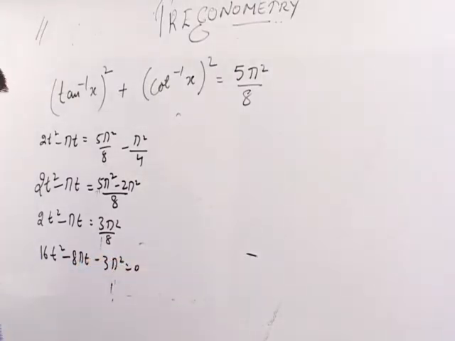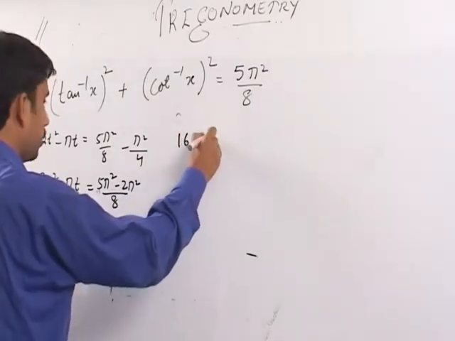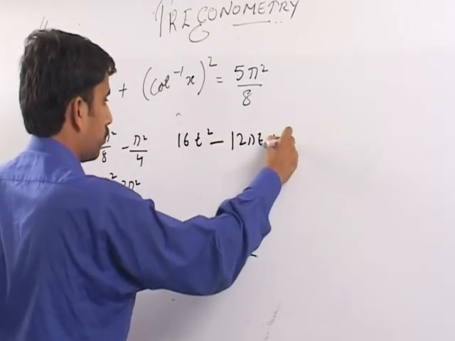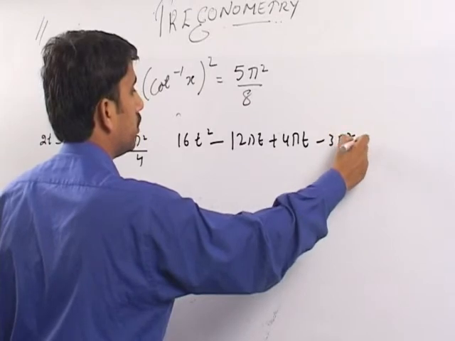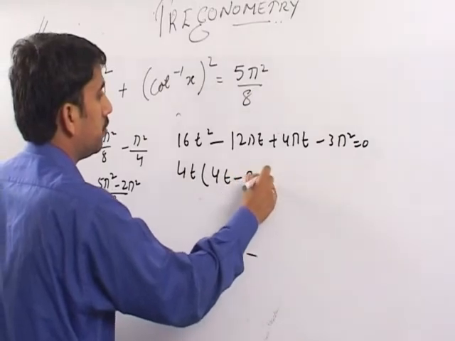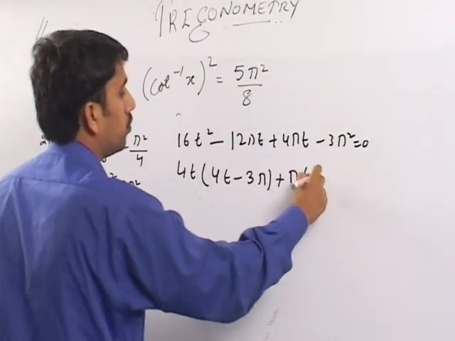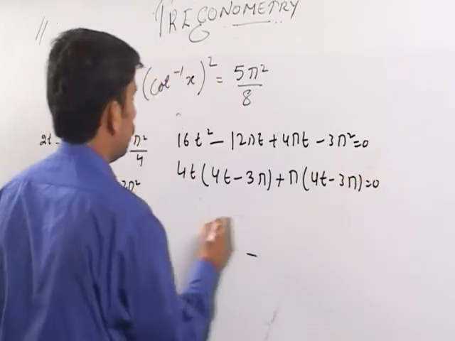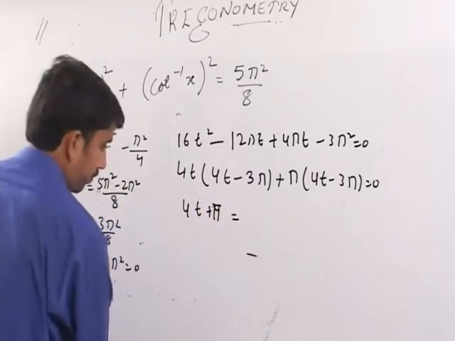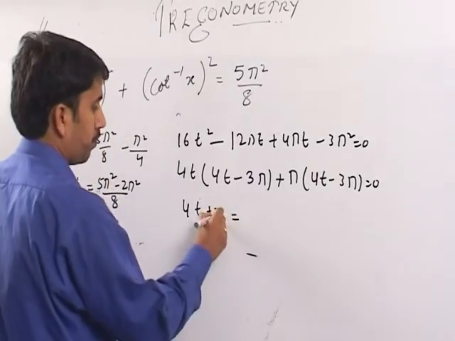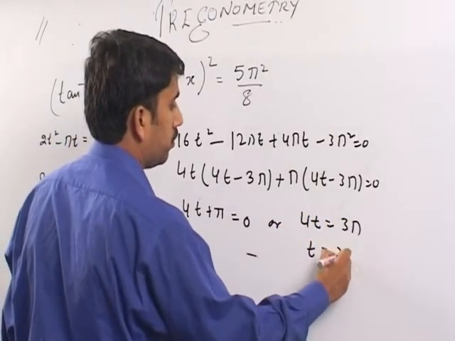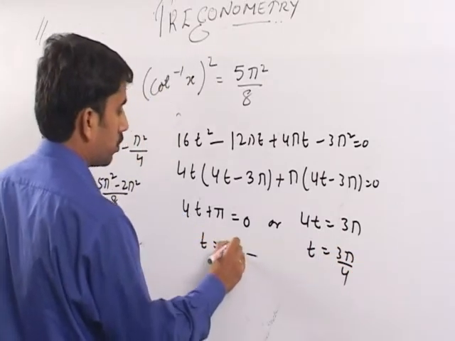Now we will factorize it. We will get 16t square minus 12 pi t plus 4 pi t minus 3 pi square is equal to 0. Take 4t common: 4t minus 3 pi, plus pi common, 4t minus 3 pi, is equal to 0. You will get 4t plus pi is equal to 0, or 4t is equal to 3 pi, so t is equal to 3 pi by 4. From here you will get t equal to minus pi by 4.